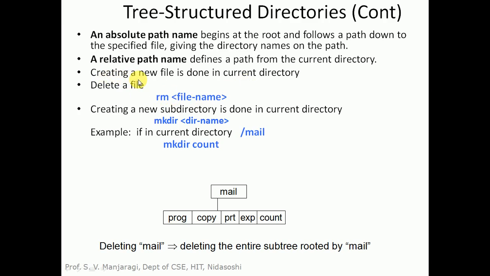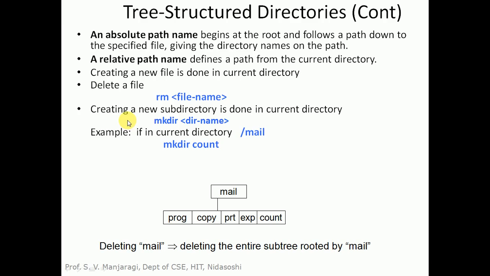Creating a new file is done in the current working directory. If you want to create a new file, by default it will be placed in the current working directory. And from the current working directory, we can delete a file using the command called rm in Unix. The syntax of rm is very simple: rm followed by the file name that you want to delete. The specified file will be deleted from the current working directory if it is available. If the specified file does not exist, nothing is going to be removed.